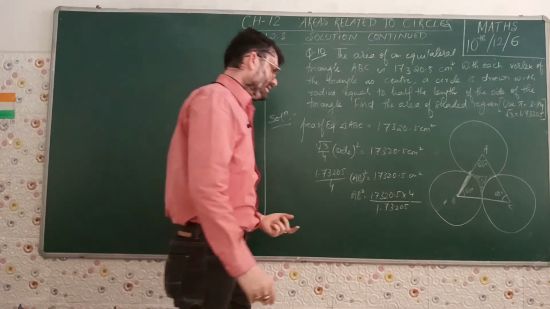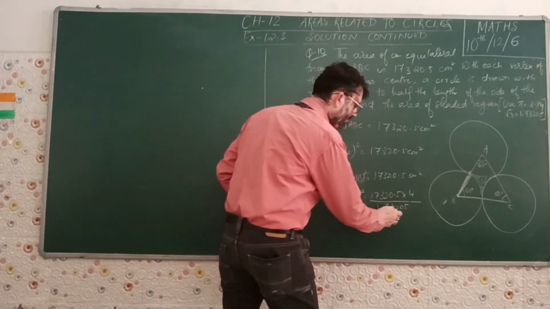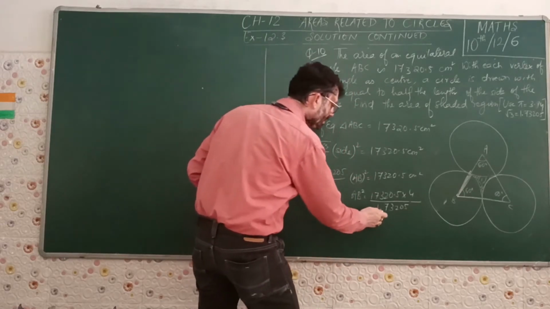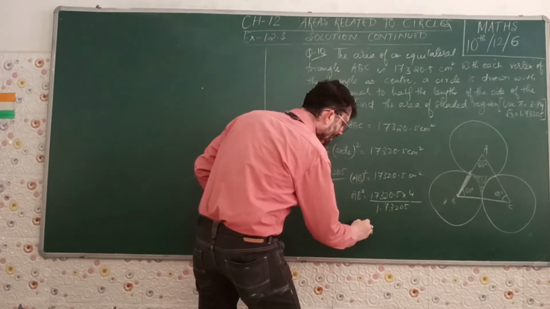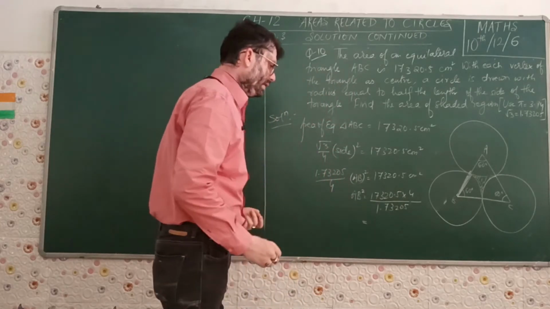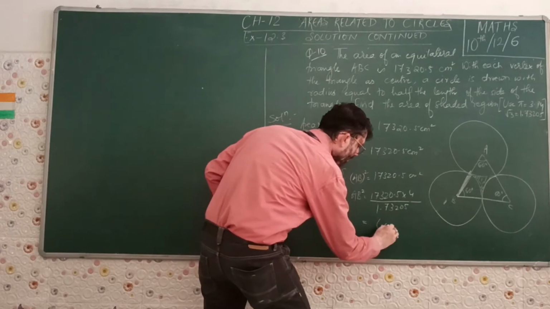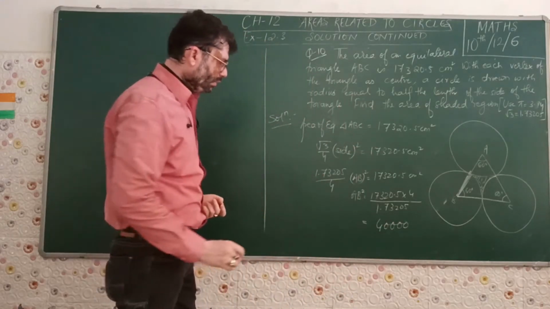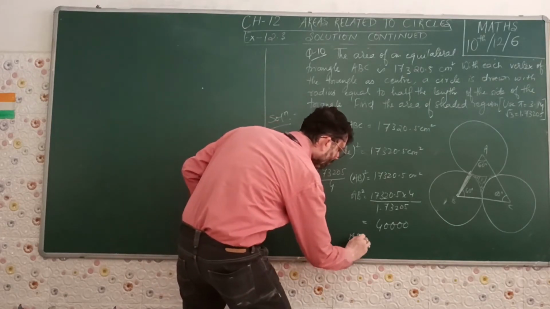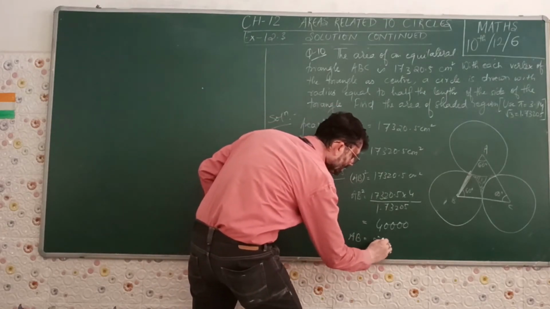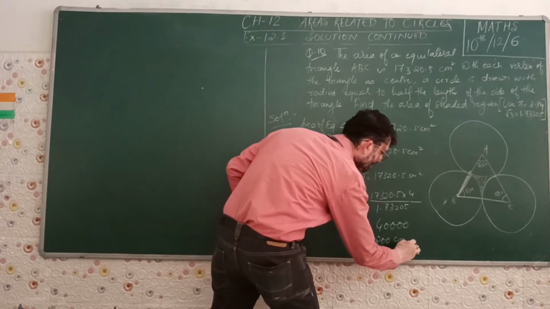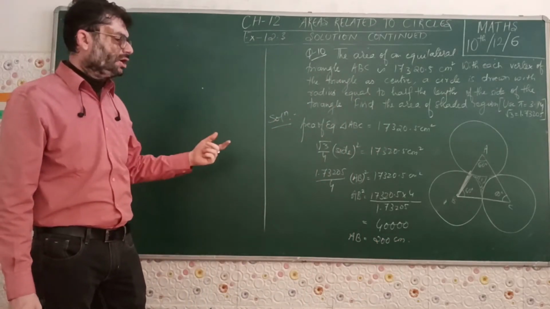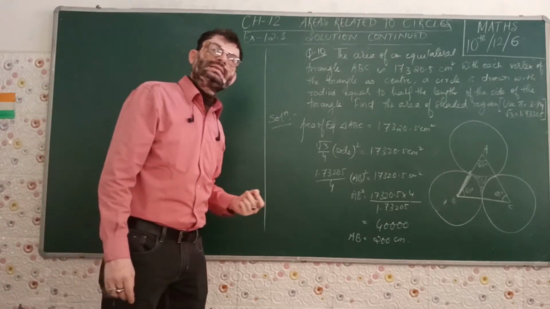Solving the right hand side, if you remove the decimal place, we have 5 decimal places, you can multiply 10 to the power 5 in the numerator and remove the decimal place and the same here. In short, if you solve this one, you will get 40,000. So AB will be the root of 40,000, that is 200 centimeters. So we have got the side of the equilateral triangle to be 200 centimeter.